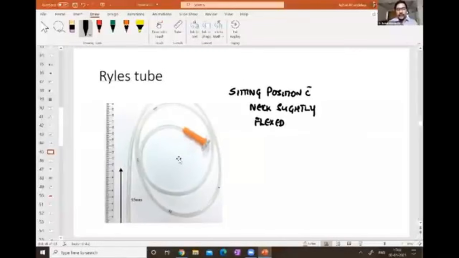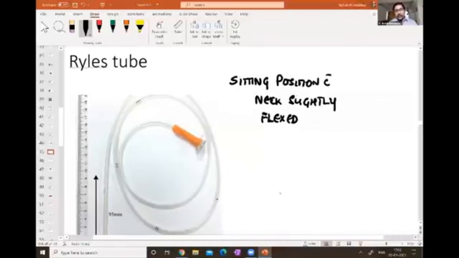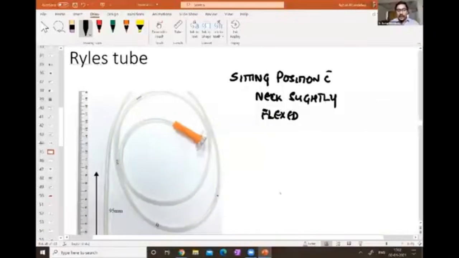Extremely important for the exam is a Ryle's tube. It's as important as an IV line. A lot of questions over the last 2 or 3 years have been asked regarding Ryle's tube. Ryle's tube or nasogastric tubes, you should be able to identify them. The best position to put in a Ryle's tube is the sitting position with the neck slightly flexed.